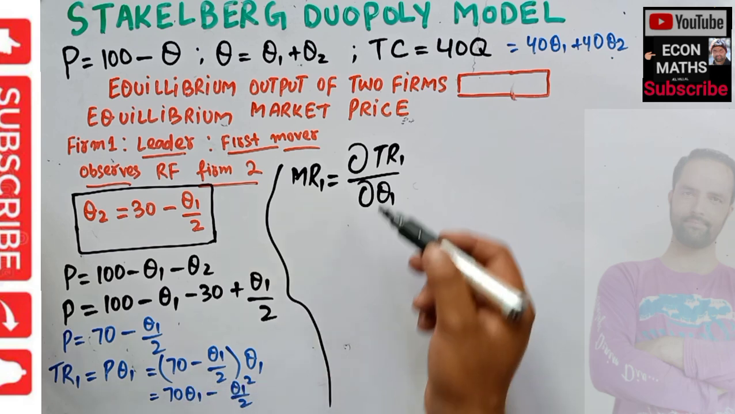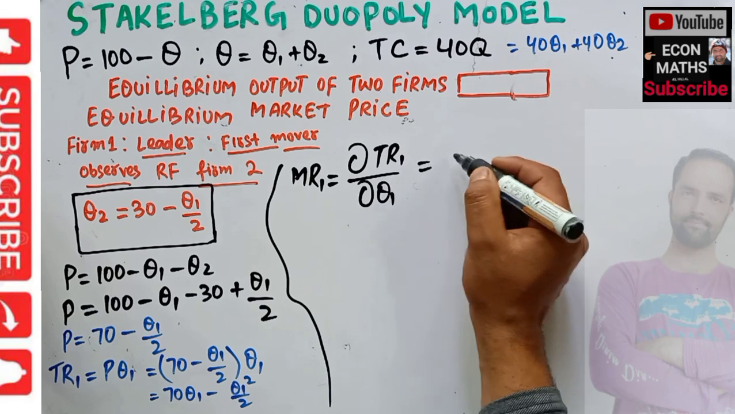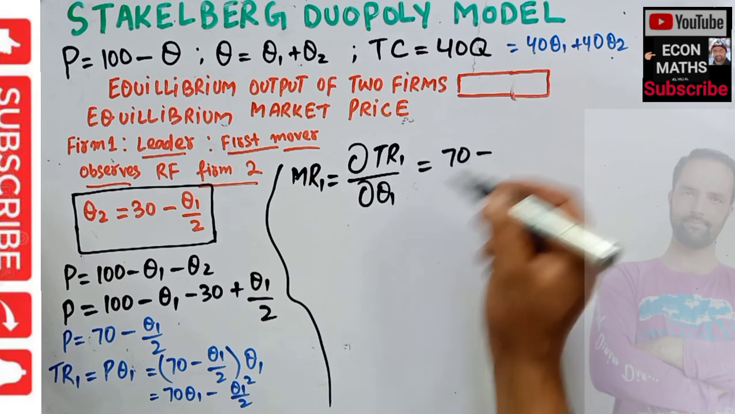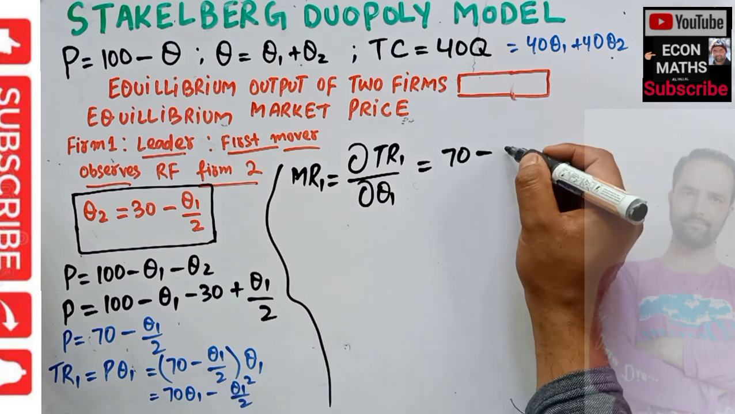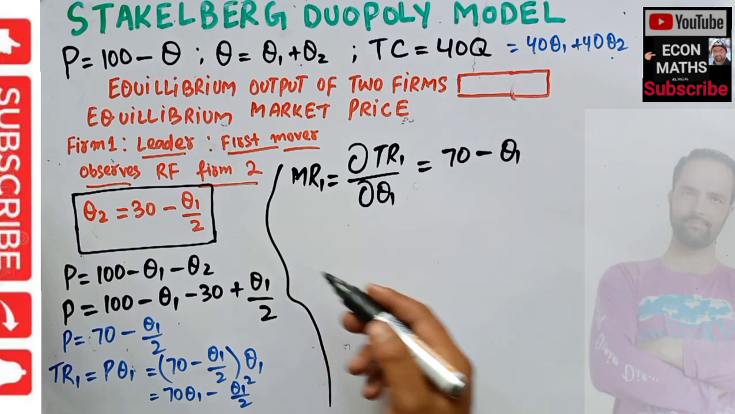Now taking derivative of this function with respect to q1, we are left with 70 minus derivative of q square is 2q. So 2 and 2 will get cancelled. So we are left with only q1. This is the marginal revenue.